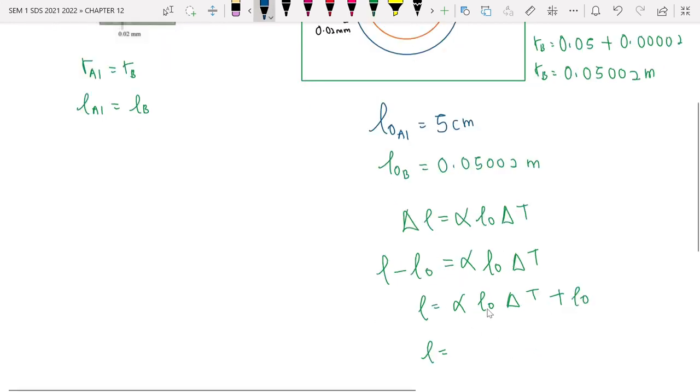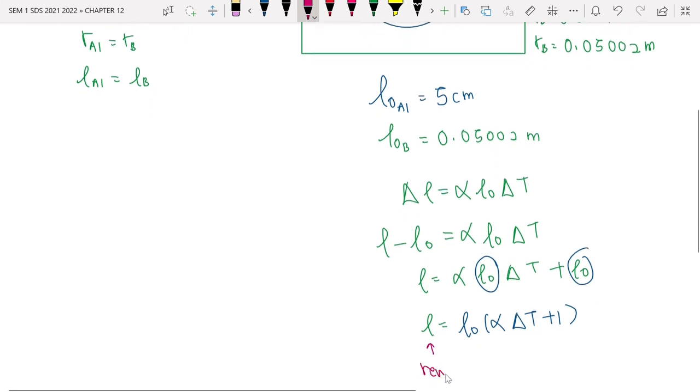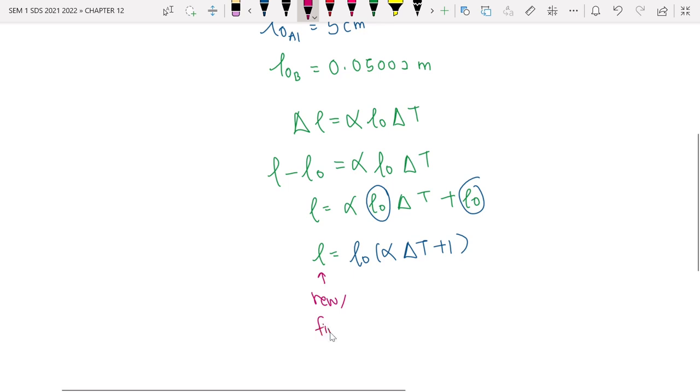Now I'm going to factorize the original length, or the initial length. So we will get the initial length times the coefficient of linear expansion times the change in temperature plus 1. Therefore, as we know, this is the new length or final length, and this is the original or initial length.